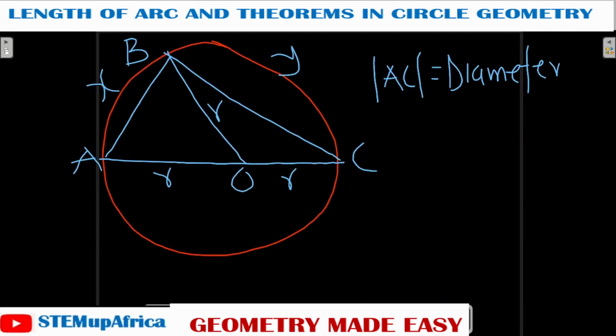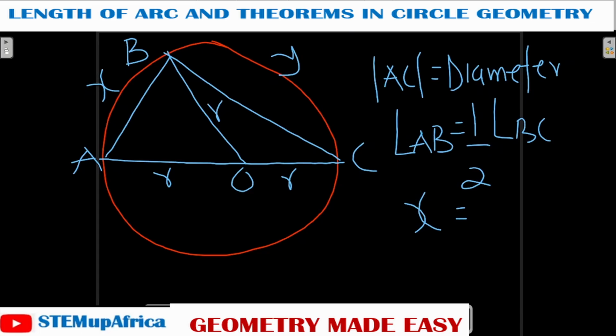So the length of arc AB is half the length of arc BC. That's what we are told from the question. So the length of arc AB is x, which equals 1 over 2 of the length of arc BC, which is y. AB is x and BC is y. So let's keep that in mind.